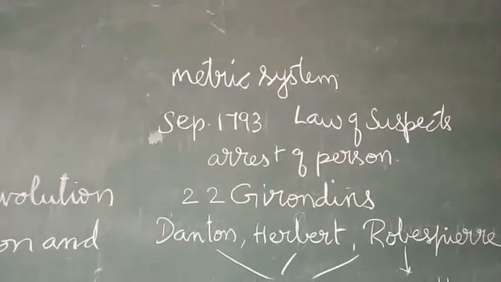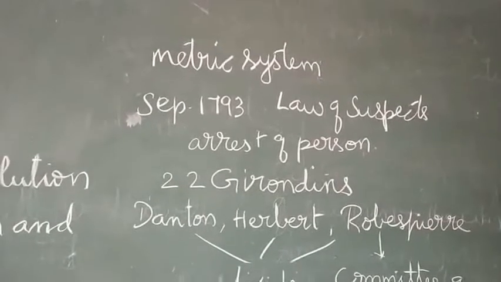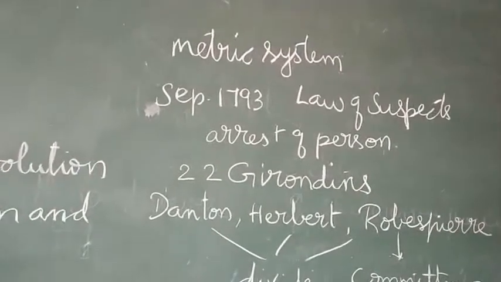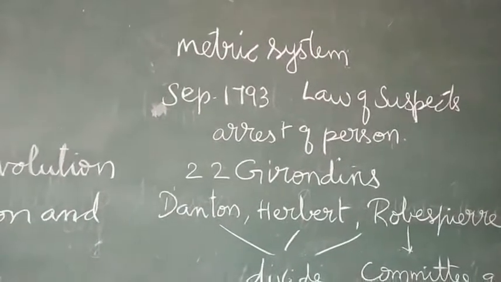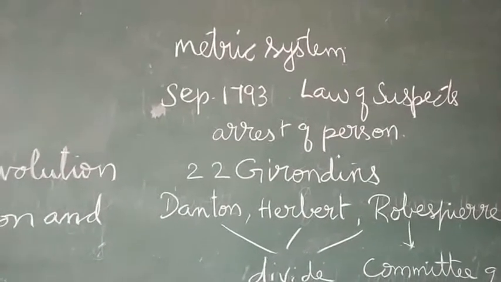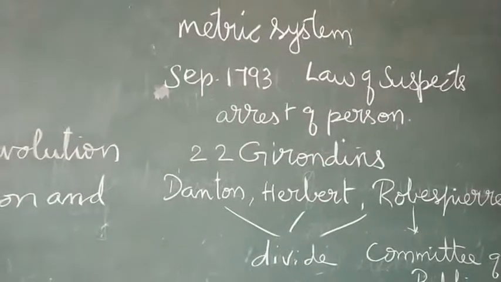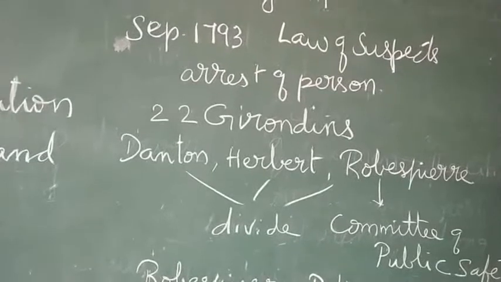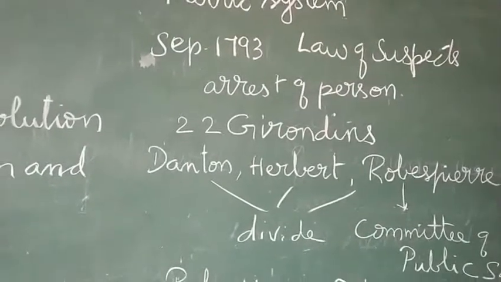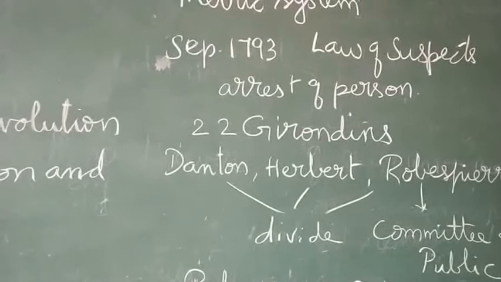According to this, whoever started the revolution will be arrested. Whoever opposes the revolution will be arrested and put to death. So 22 Grenadiers were put to death. Thus the Reign of Terror had started.